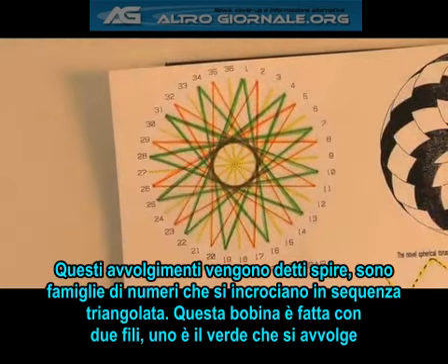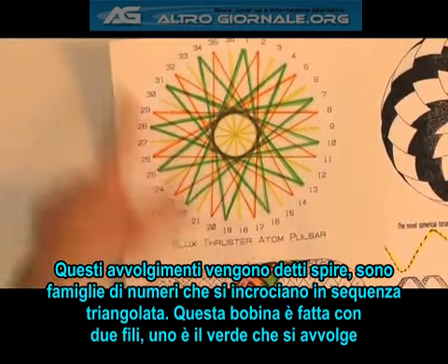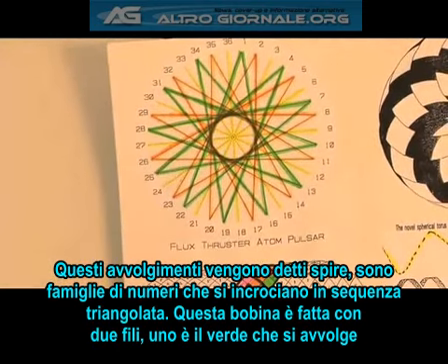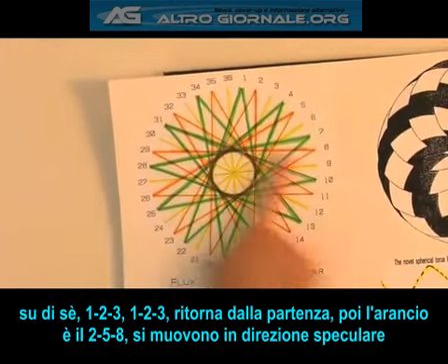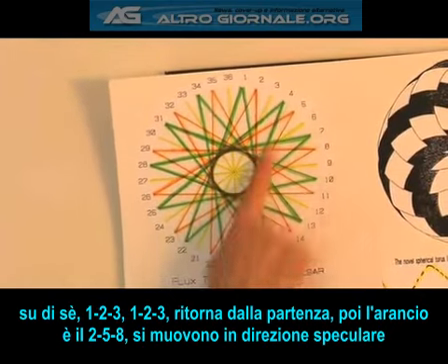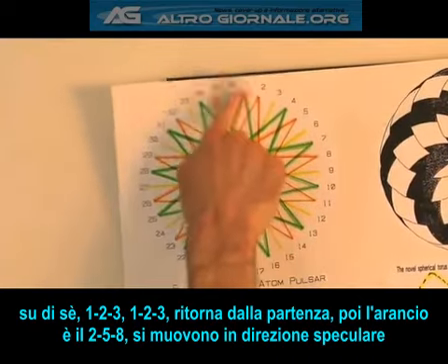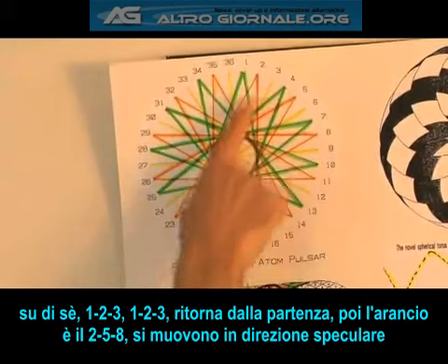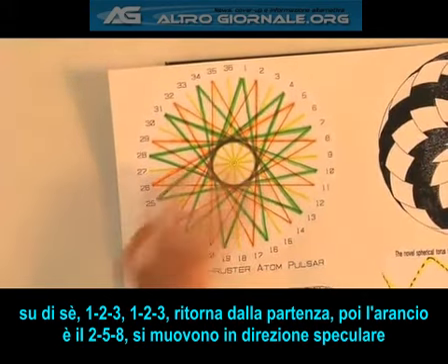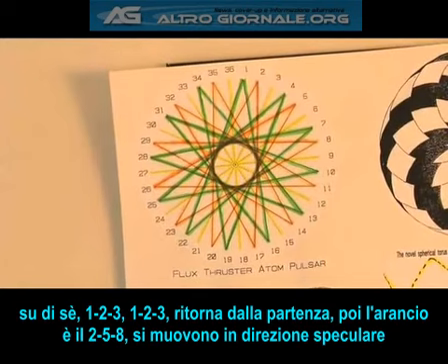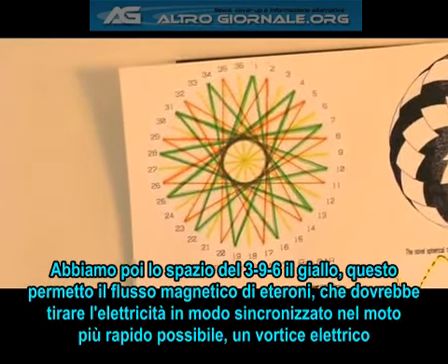This, as a coil, is built from 2 wires. One is the green wire, which is wrapping back around until it connects to itself. So if you want to see the paths, going 1, 2, 3, 1, 2, 3, 2, 3, 1, 2, and then back to where it started. Okay, the orange is your 2, 5, and 8s, and those are moving in a mirror image direction. And then you have a space for your 3, 9s, and 6, which is your yellow there.